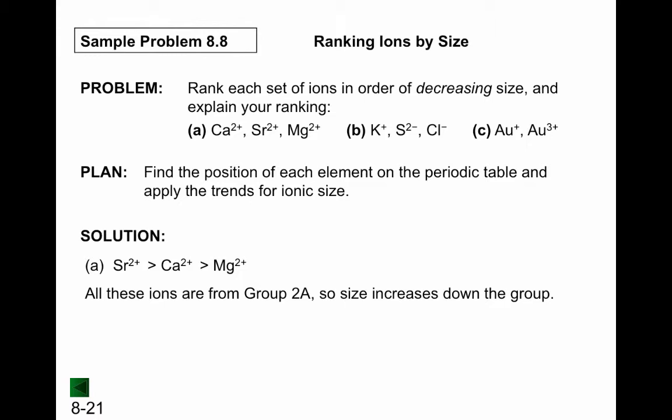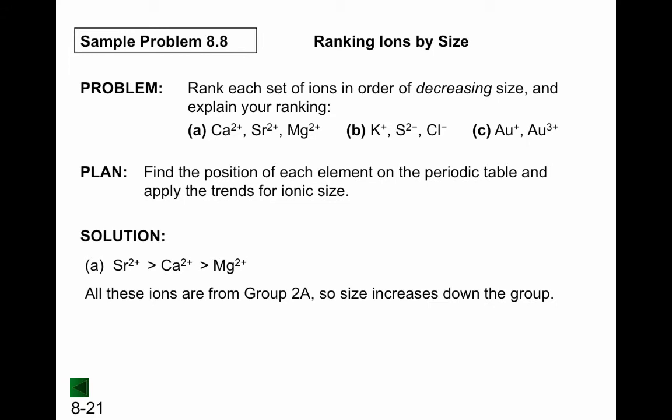According to the ideas in this section, the size of ions tends to increase as we go down a group, which means strontium 2+ is larger than calcium 2+, which is larger than magnesium 2+. So this is our order of decreasing size. Strontium 2+ is greater than calcium 2+, which is greater than magnesium 2+. And our explanation is the size of ions increases as we move down a group.